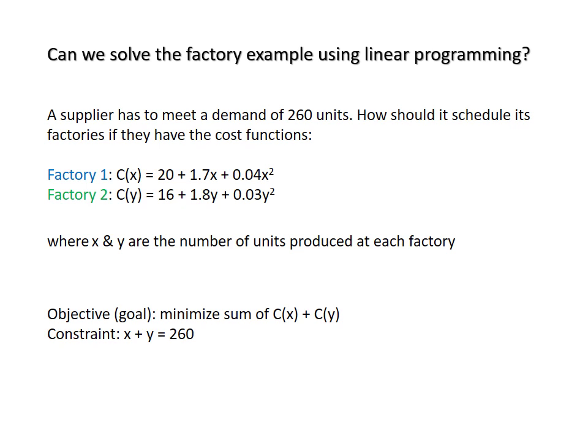So let's go back to the original factory example here. We used a couple of different optimization approaches to solve this problem. If we're trying to meet a demand of 260 units here, we have two different factories that have two different cost functions. We want to figure out the value of x and the value of y that minimizes the sum of these two cost functions, with the constraint being that x plus y has to equal 260. And the question here is, can we use linear programming to do this? Can we put this problem in a structure like the one we just saw with the farmer?